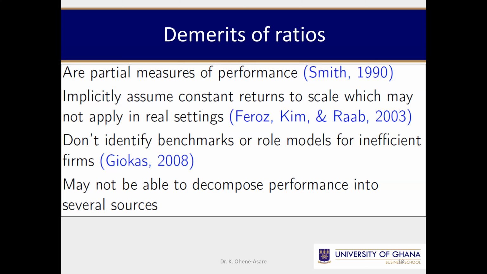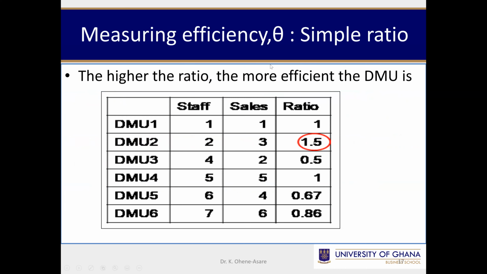Also, you cannot identify benchmarks. You can't identify who the role models are for the bad performers. For example, if you look at these trends and you see that those that are not like DMU2 are not doing well, they are below, who should they go and copy? Ratio cannot tell us anything.